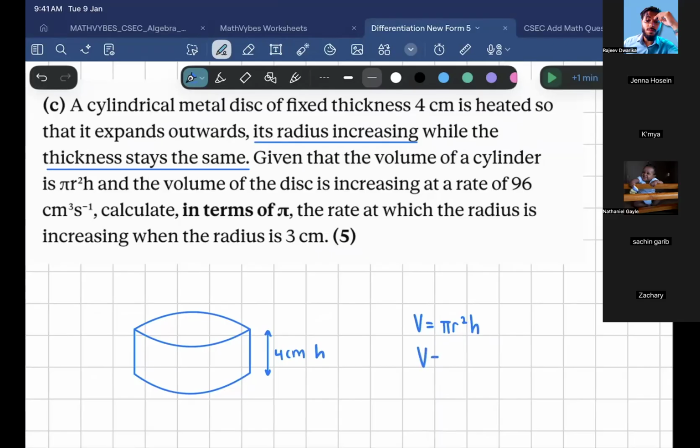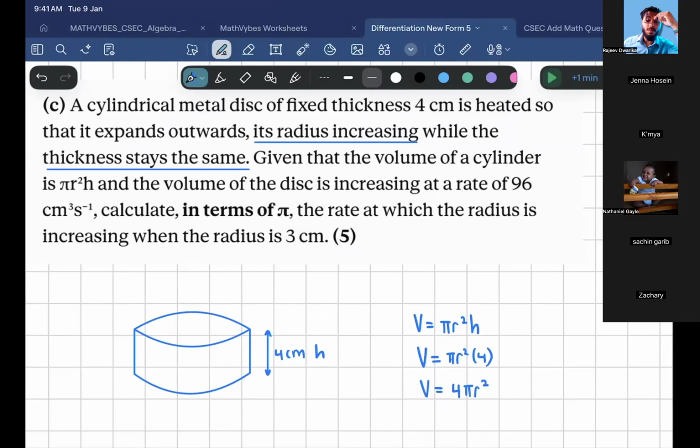So here we could actually plug in what the height is. What is the height? 4 centimeters. Right. So volume now becomes 4 pi r squared. You with me? Yes, sir. Right. So we have that formula for volume. Keep that in the back of your head.